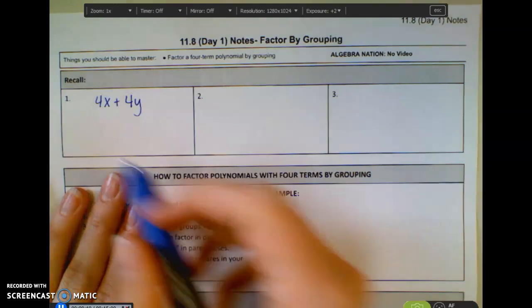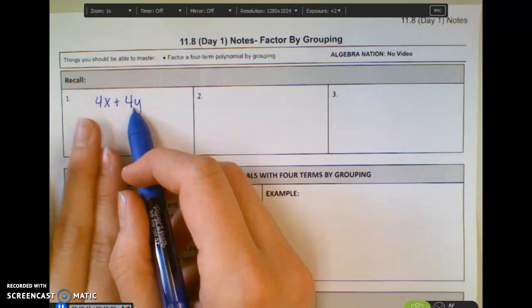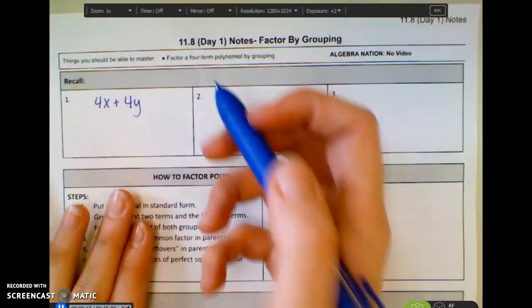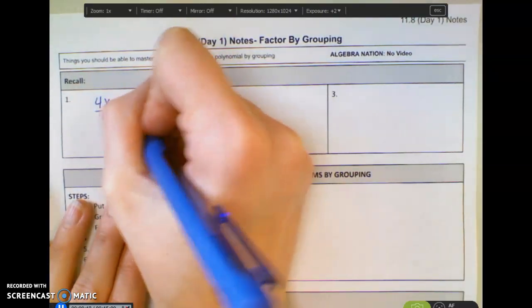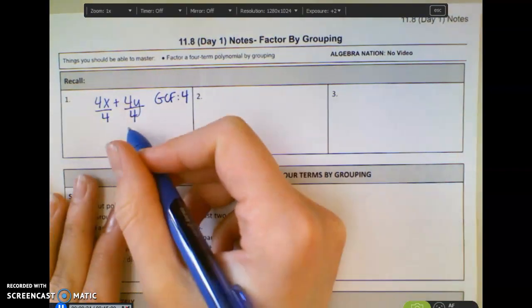Well, how do we factor this? What can we do? First thing we always check for is the GCF. So is there anything I can take out of 4x and 4y? Yes, there is. I can take out a 4. So that means my GCF of this problem is 4. And let's finish factoring it.